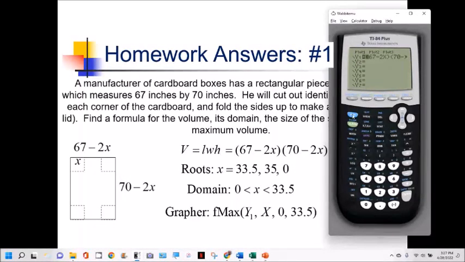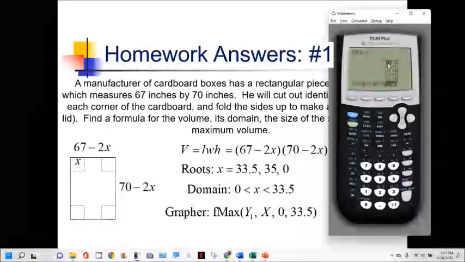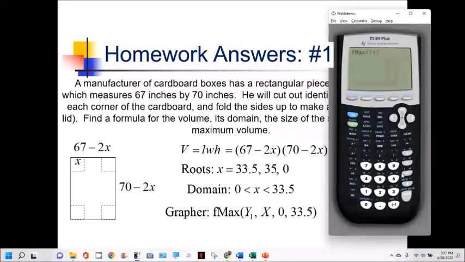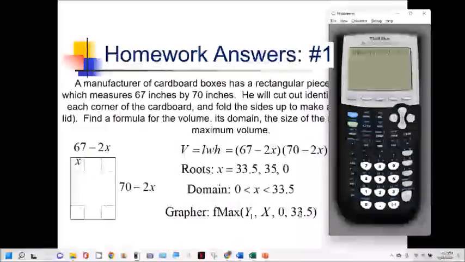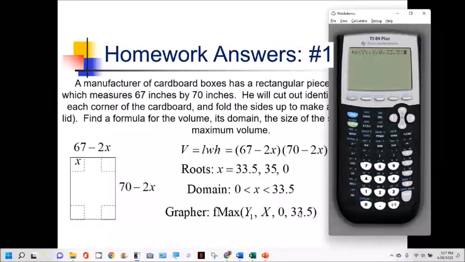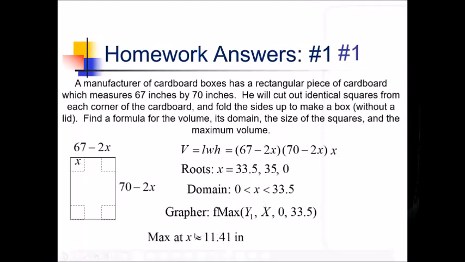Let me quit out of there, and let me do math, and then 7 is going to give us fmax. And I'm going to go to alpha trace and click enter to get y1 out of that, so that's the formula I just stored. Let me now do comma, x, comma, and then my two domain values, 0 and 33.5, and close the parentheses. This gives me the x value 11.41 if I round that off, and that's in inches. So that's the size of the squares that's going to maximize my volume.